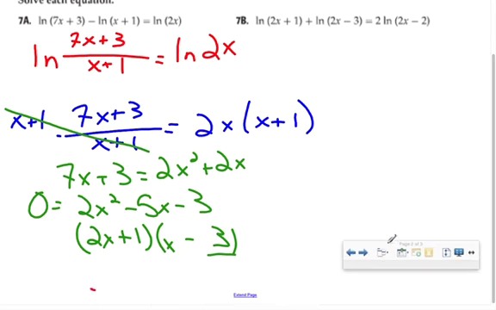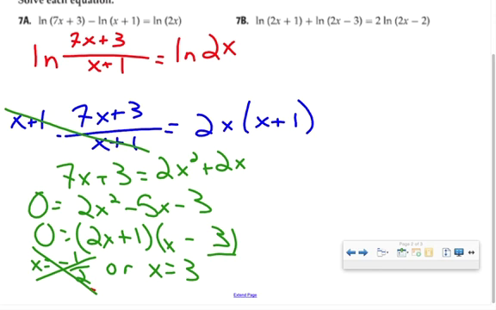And now I solve for x. So x will equal negative 1/2, or x will equal 3. Now, if I plug in that negative 1/2 into my original equation, a flag should go off in your mind that on the right-hand side, I'd be taking the natural log of negative 1, and that's impossible. So this is not a solution.